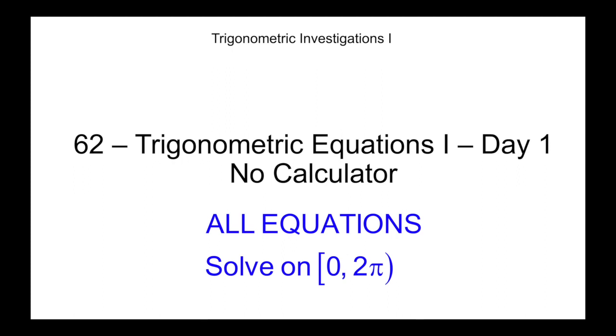In the first part of section 62, we will look at trigonometric equations. The use of the calculator is not allowed on this section. We will be looking at the unit circle from and including 0 up until 2 pi.